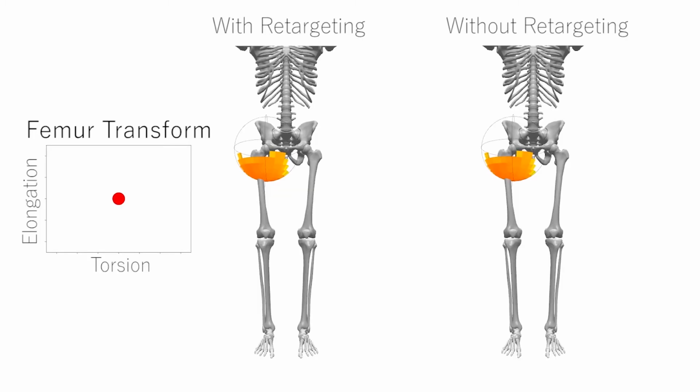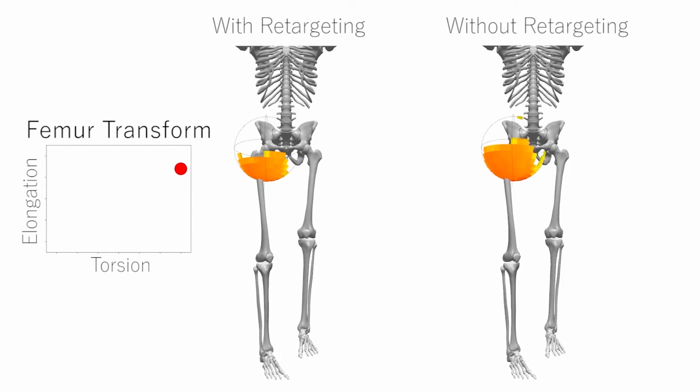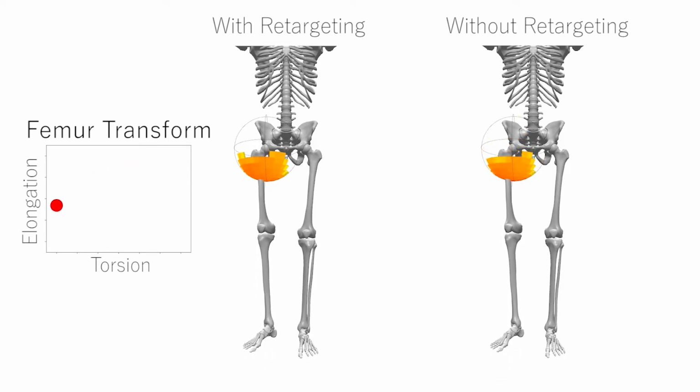Naive linear scaling of muscles along with the longitudinal scaling and torsion of the femur results in undesirable changes in the range of motion. Our retargeting algorithm precisely recalculates the muscle lengths to preserve the range of motion of the reference model.